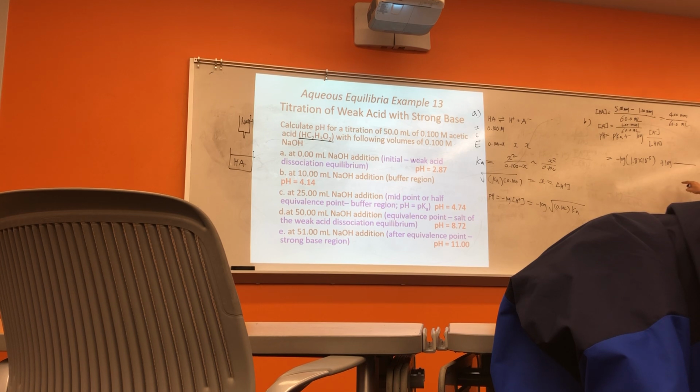So you can just put HA as 4.00 millimole and A minus as 1.00 millimole. Why? It should have been concentration, but you have a common factor, so they will cancel each other. So you don't have to put it there.